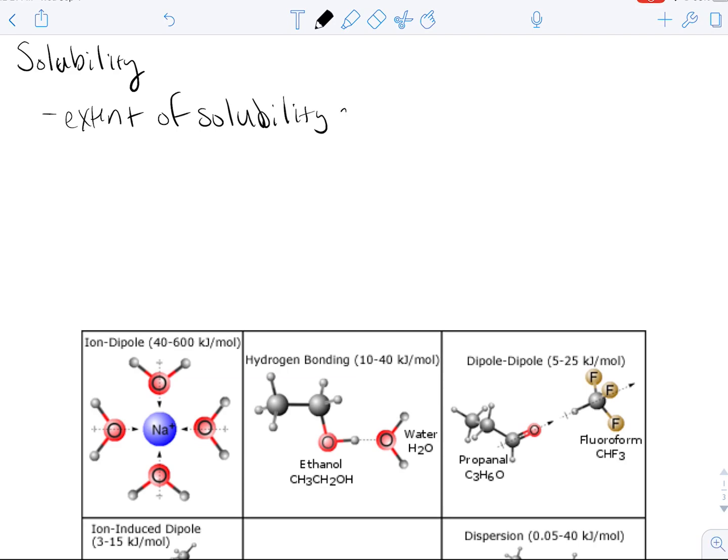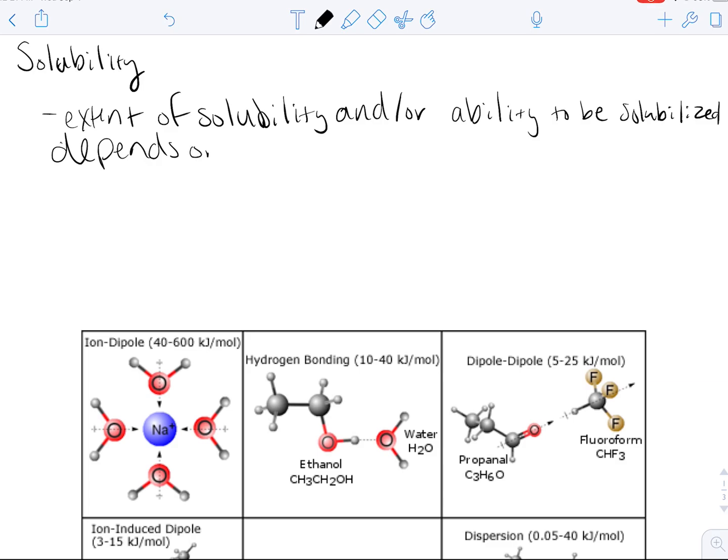So extent of solubility and or ability to be solubilized depends on our intermolecular forces.